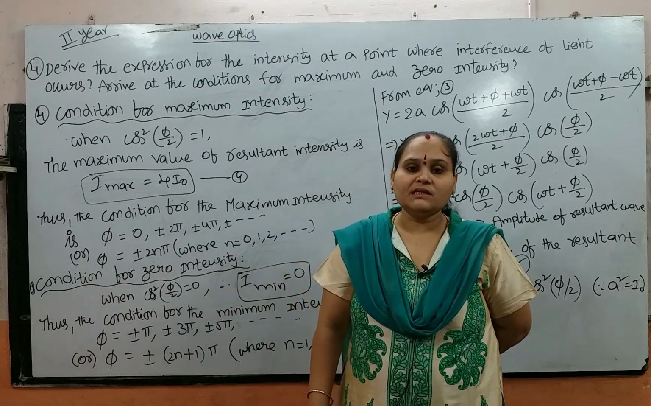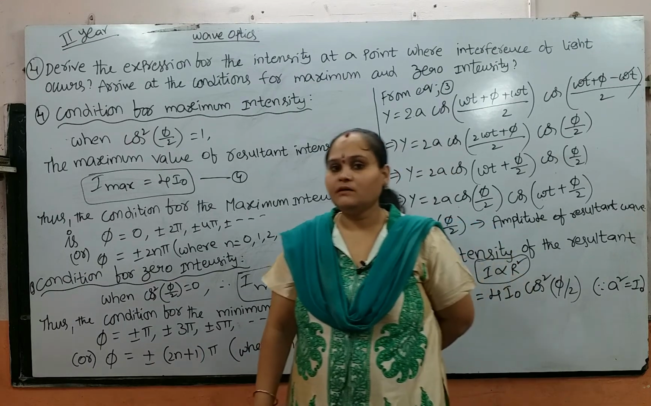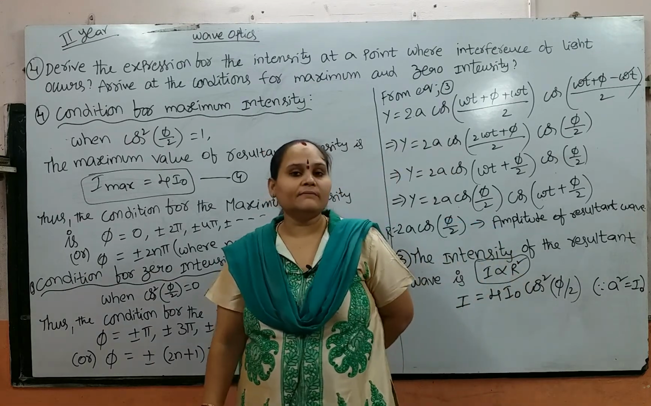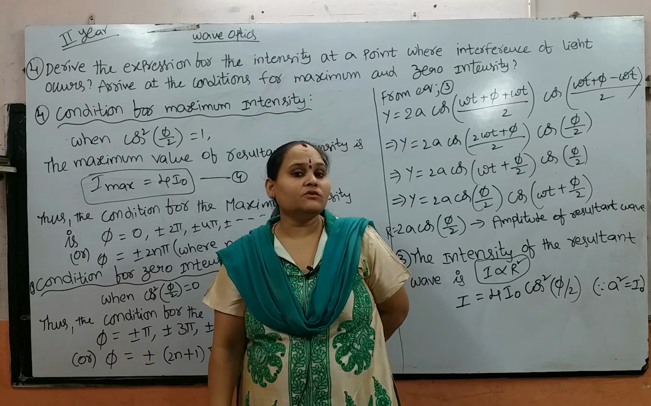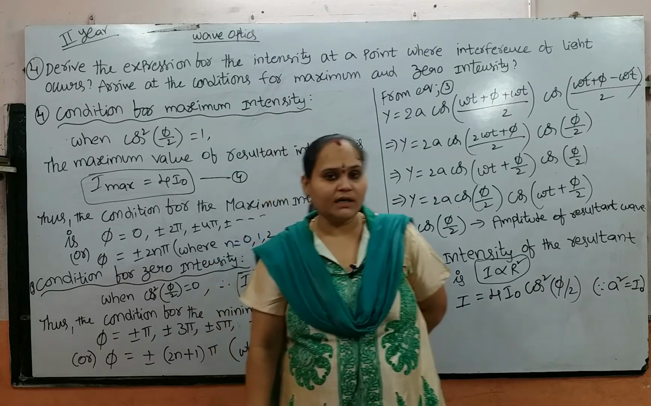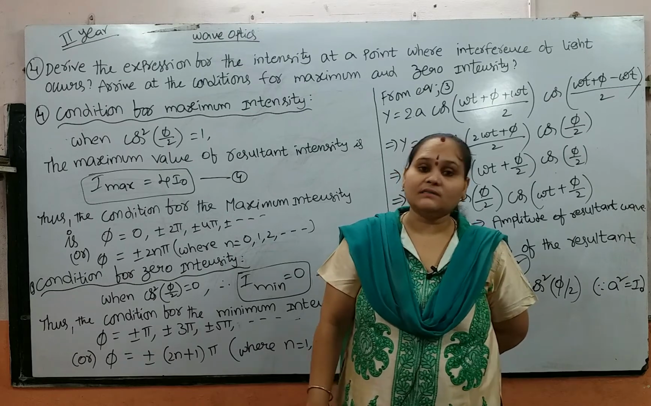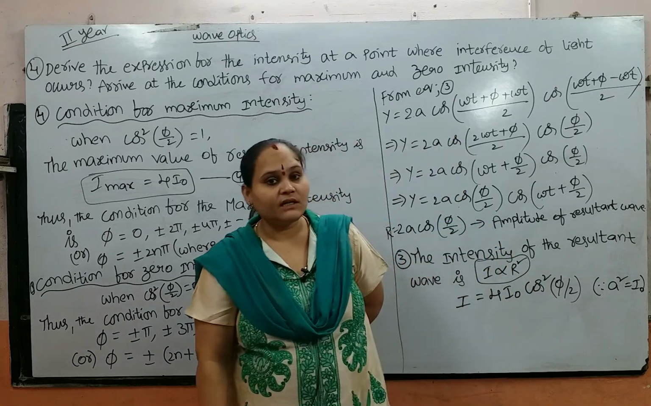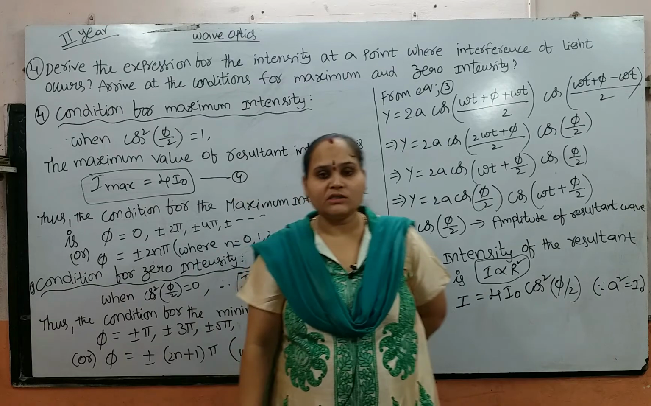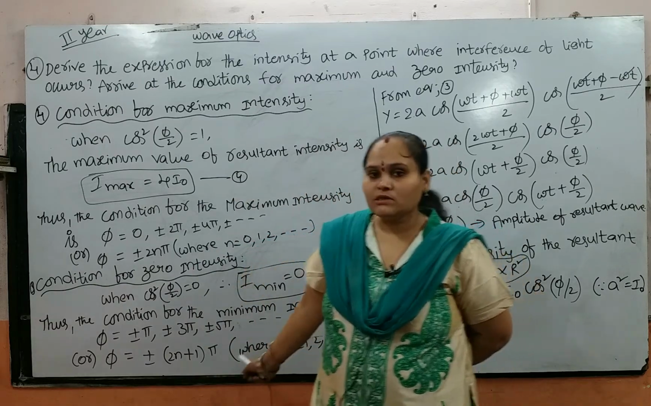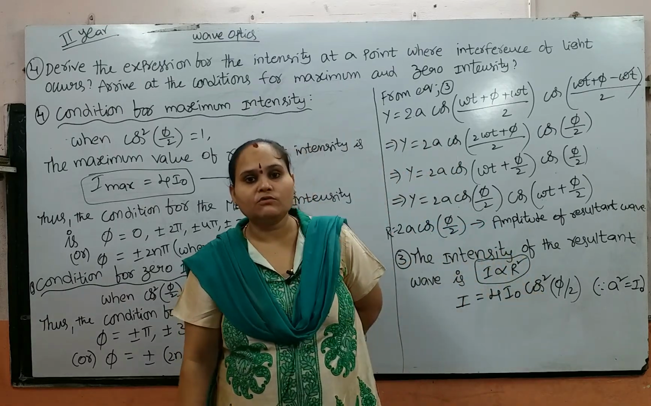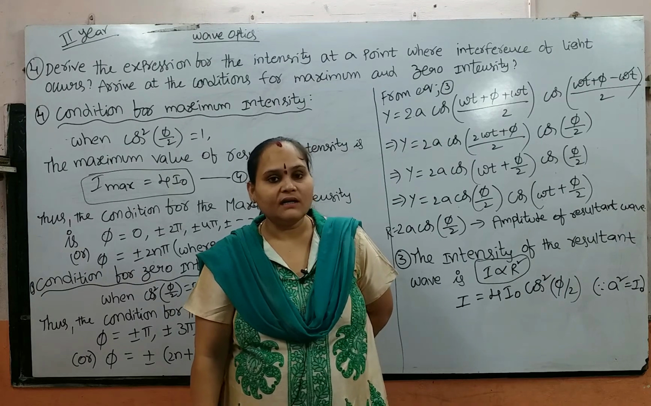Here a is the same on both sides, so a can be common. Y equal to a into [cos (omega t plus phi) plus cos omega t]. This equation looks like the trigonometric formula cos A plus cos B. We have the relation: cos A plus cos B equals 2 cos ((A plus B) by 2) cos ((A minus B) by 2). By using this trigonometric identity we can solve the equation and find the resultant displacement.